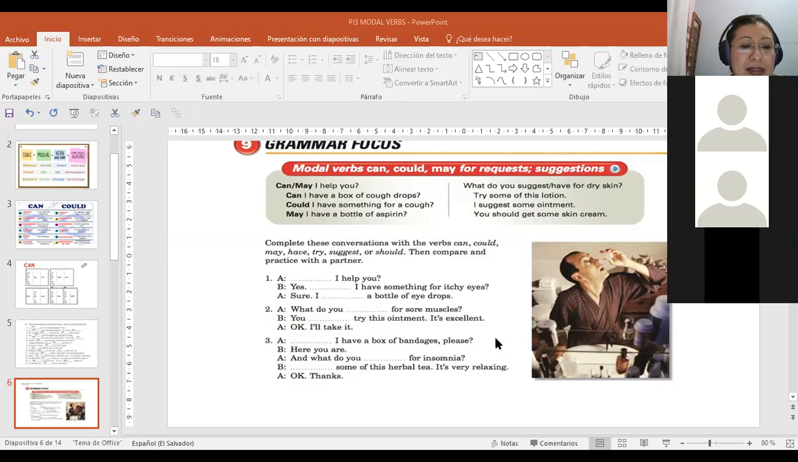And then the other one? Could I have a box of bandages? Here you are. And what do you suggest for insomnia? Try some of this herbal tea. It's very relaxing. Okay, thank you. Okay, very good.